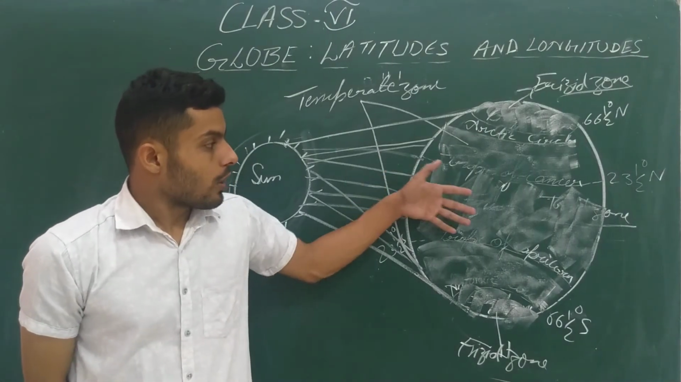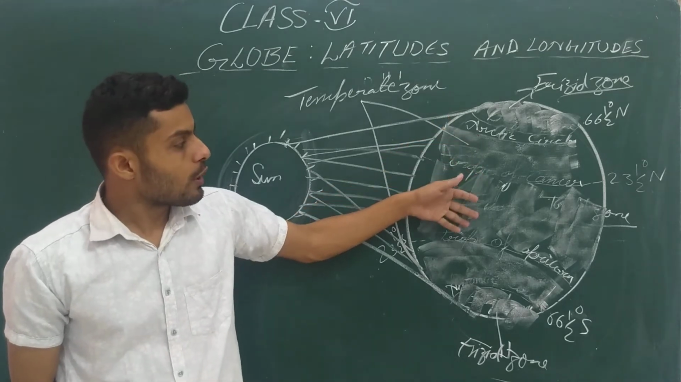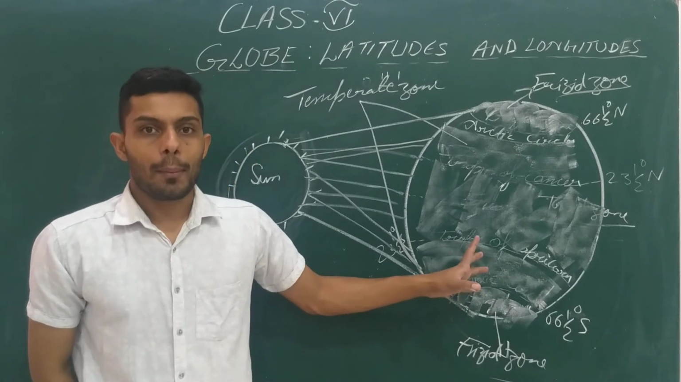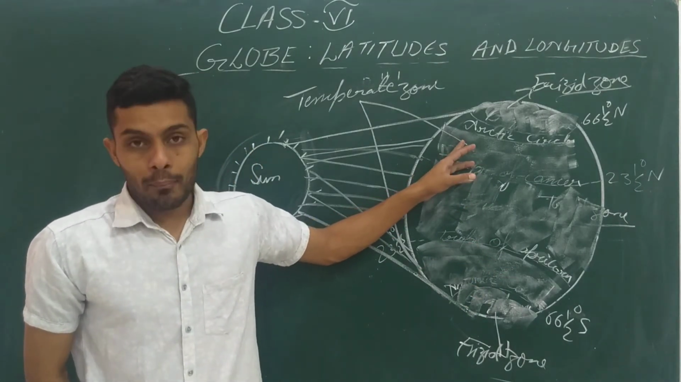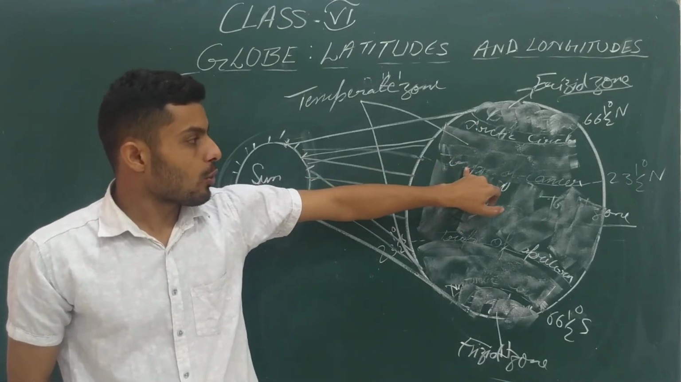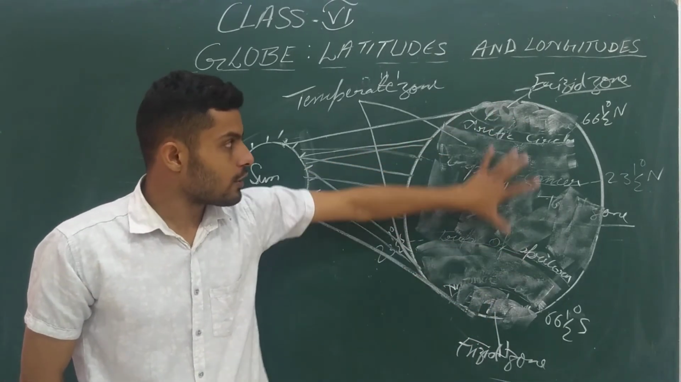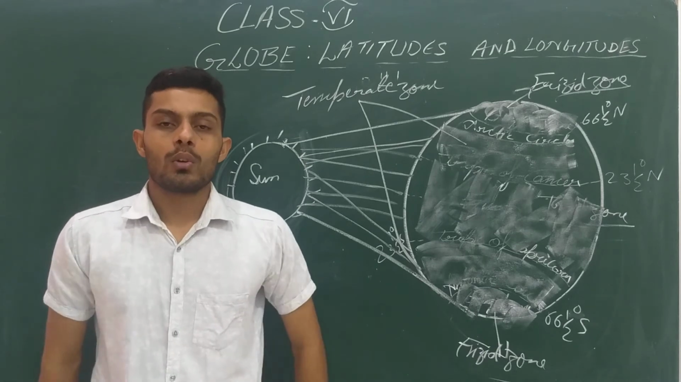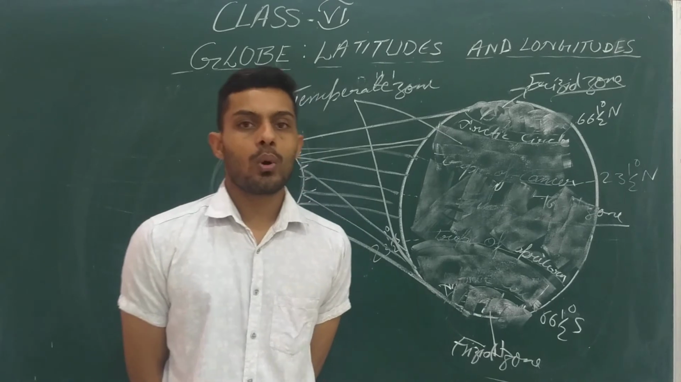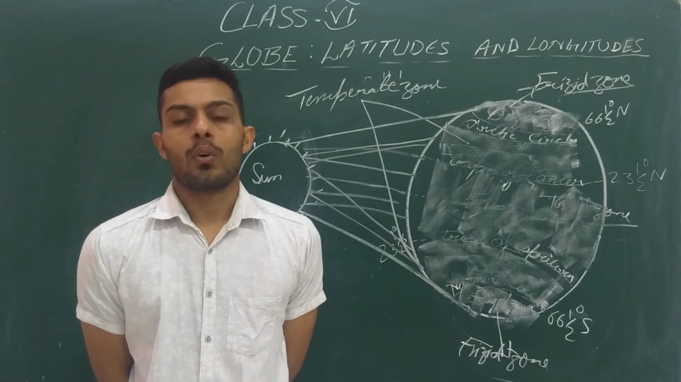So these are the three major zones of our earth surface. First is the torrid zone, which receives the maximum amount of heat, lying between the Tropic of Cancer and the Tropic of Capricorn. Second is the temperate zone, which receives less heat, lying between the Arctic Circle and Tropic of Cancer, and the Tropic of Capricorn and Antarctic Circle. And third is the frigid zone, which lies on the north pole and the south pole. Why is it known as the frigid zone? Because it receives much less heat due to the slanting sun rays falling on it.